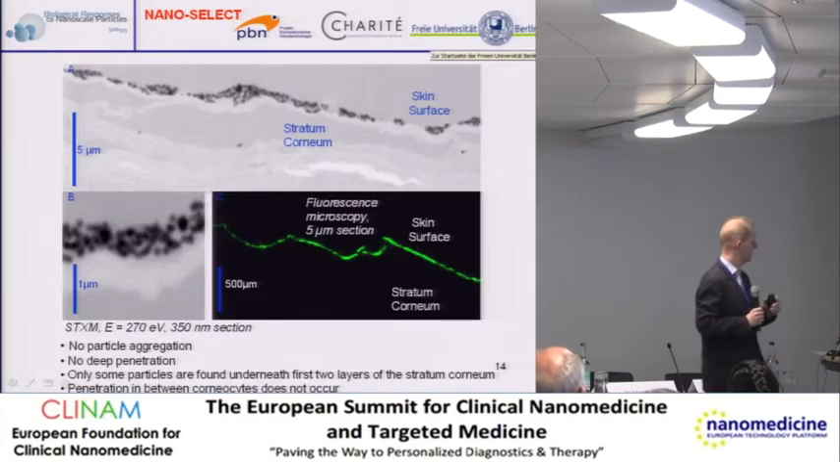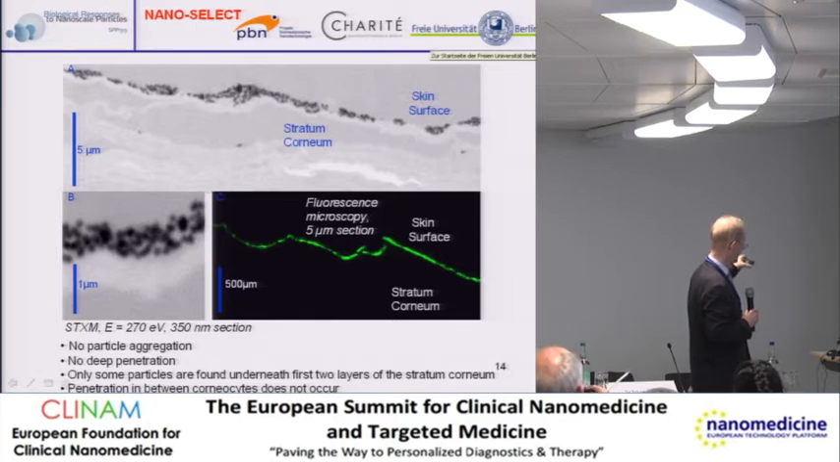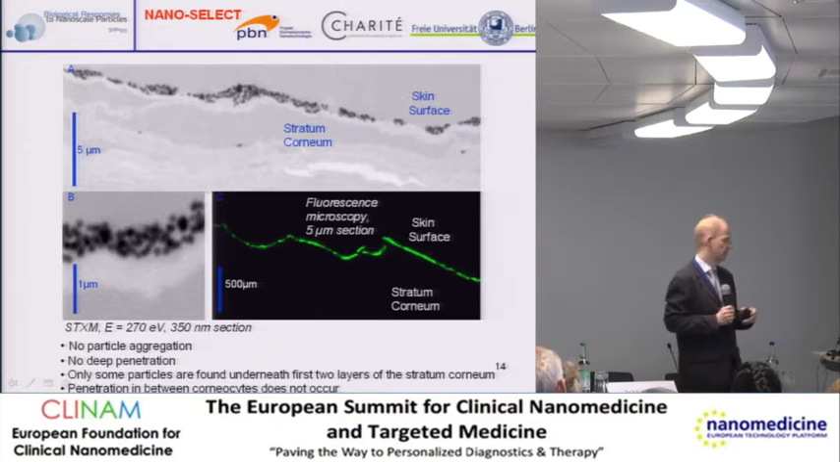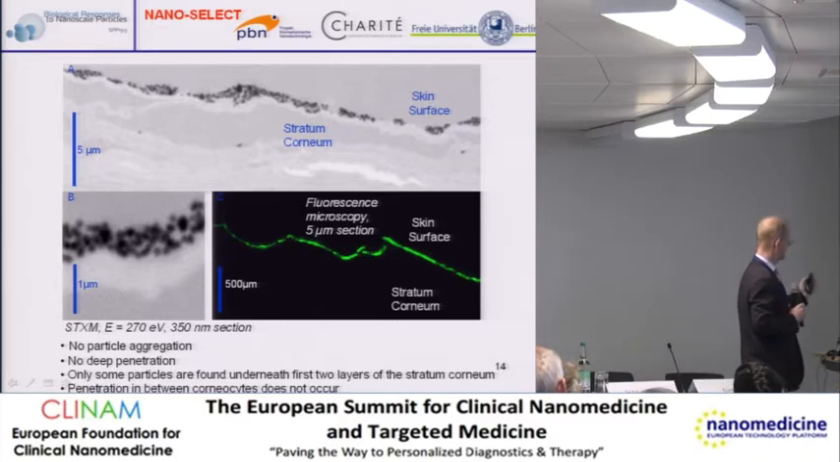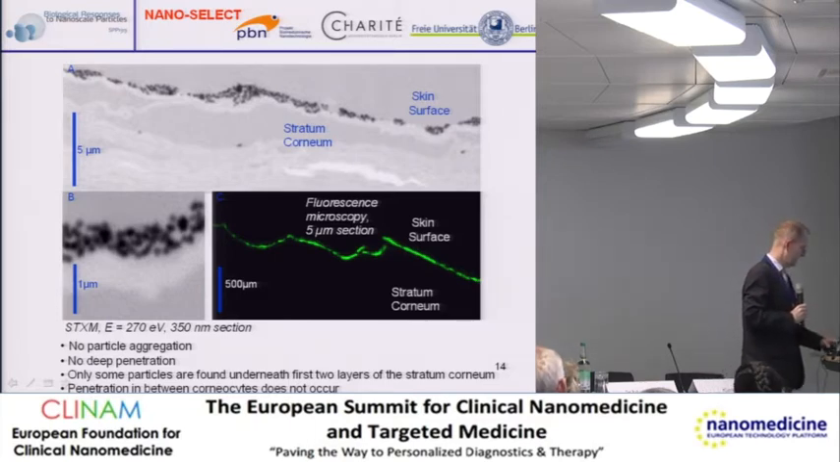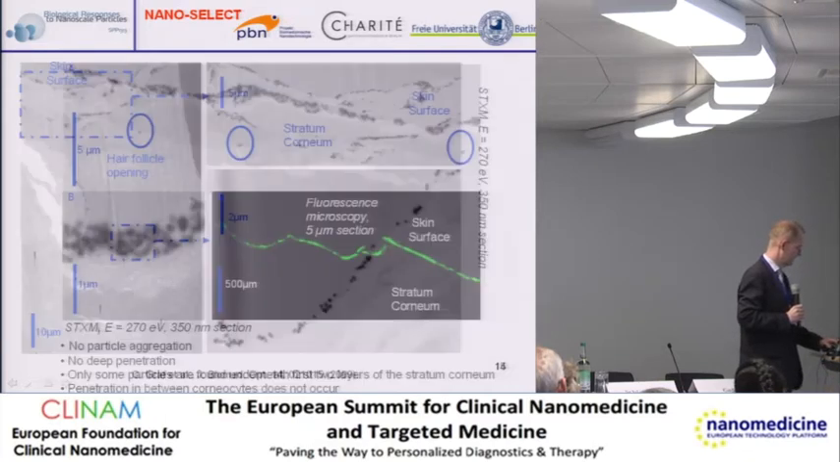This is just for showing with high resolution that individual particles, these are these particles with a gold core and the dye around, so that we can use the same sample for both approaches, that they occur mostly here on the top layer of the stratum corneum, and some particles get a bit deeper, but everything is in the topmost horny layer of the skin. So we see here that these particles do not aggregate, but they stay on the skin surface.